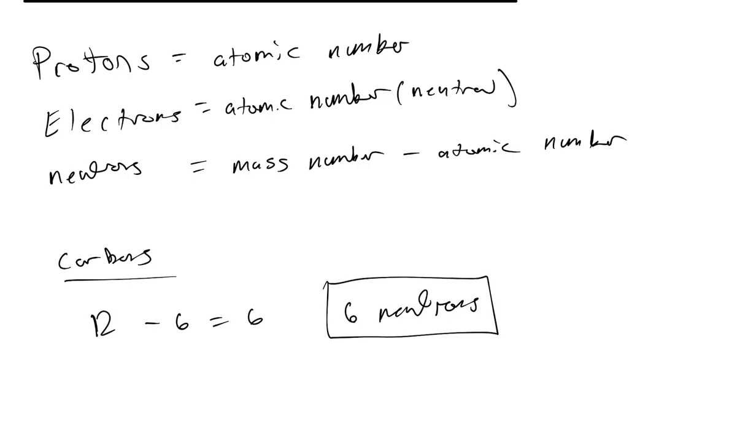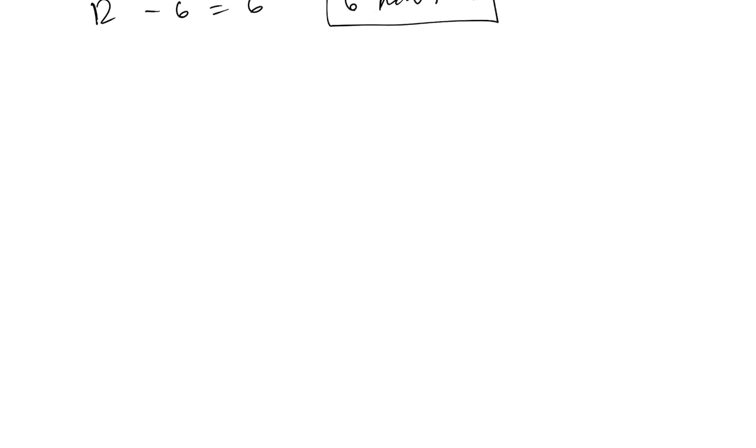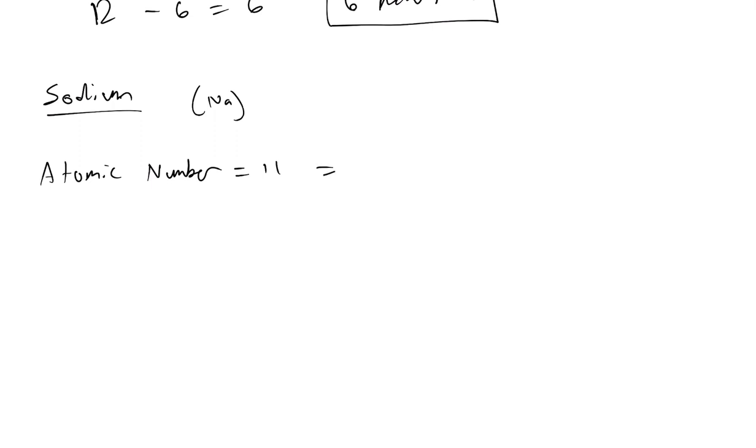which isn't that difficult. So now let's try some examples. Let's take sodium. Let's do sodium together. Let's write out all our givens first. Sodium, its atomic symbol. So what's the atomic number of sodium? The atomic number is equal to 11. So that means 11 protons.